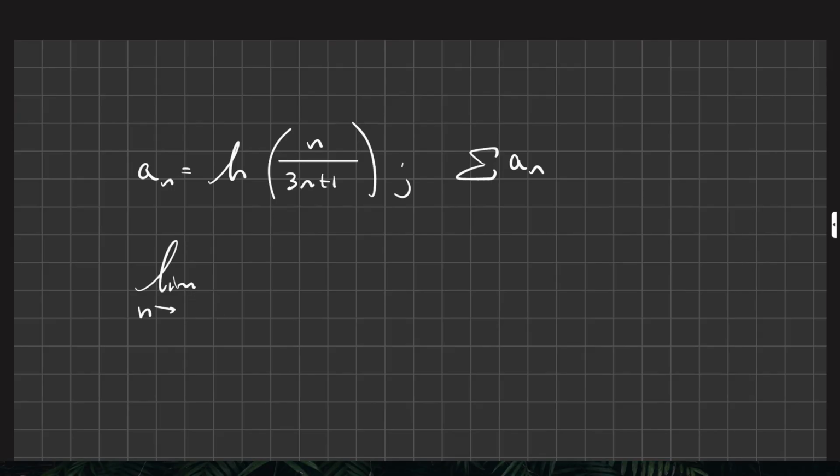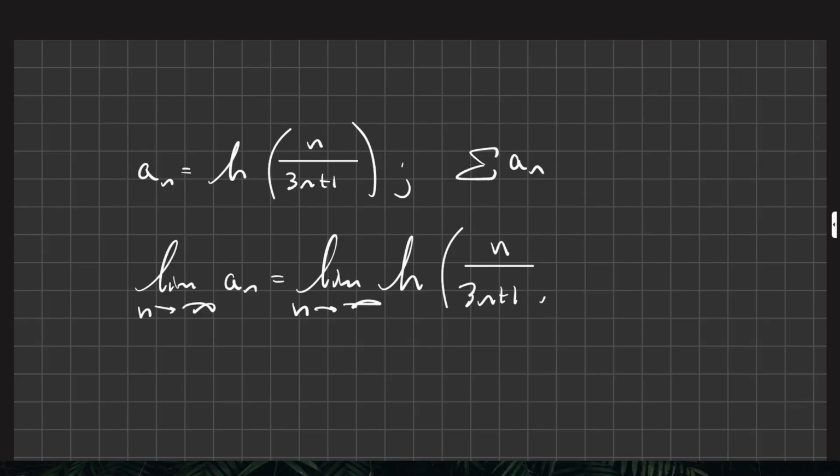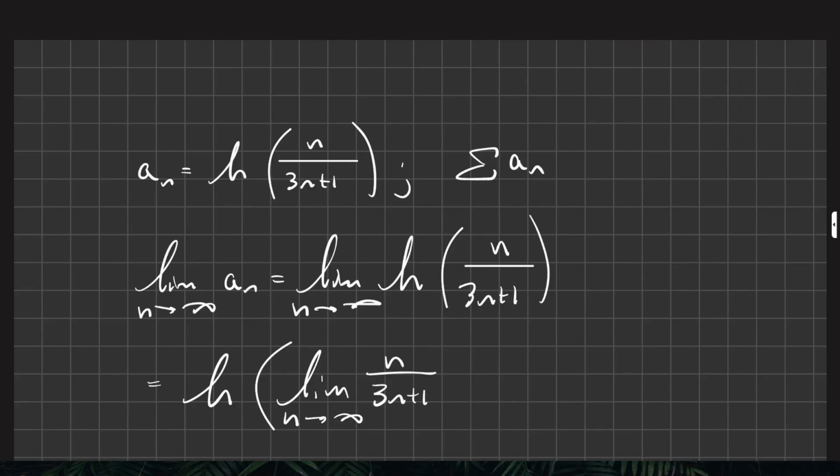The limit as n goes to infinity of a sub n is the limit of ln of n over 3n plus 1. Now this limit's a little daunting, but let's remember some basic limit rules for logarithms. We can actually pull the logarithm out and just consider the limit of the inside thing. So we can rewrite it as ln of the limit as n goes to infinity of n over 3n plus 1. This is a lot less daunting.